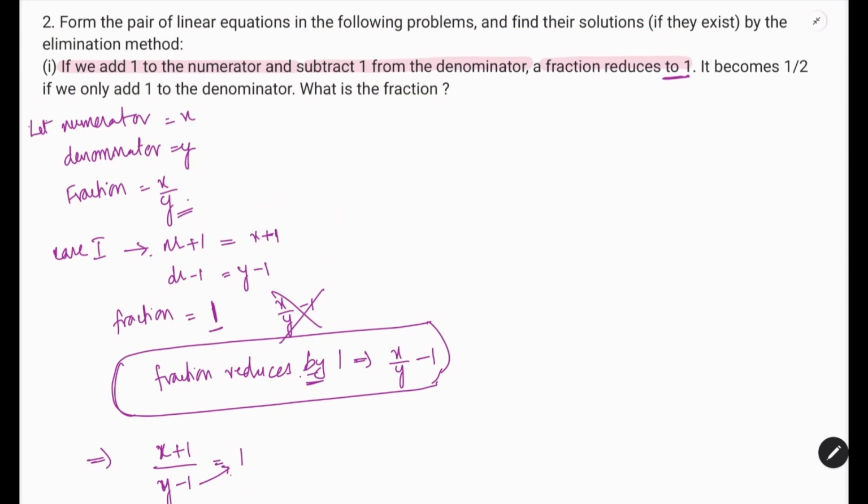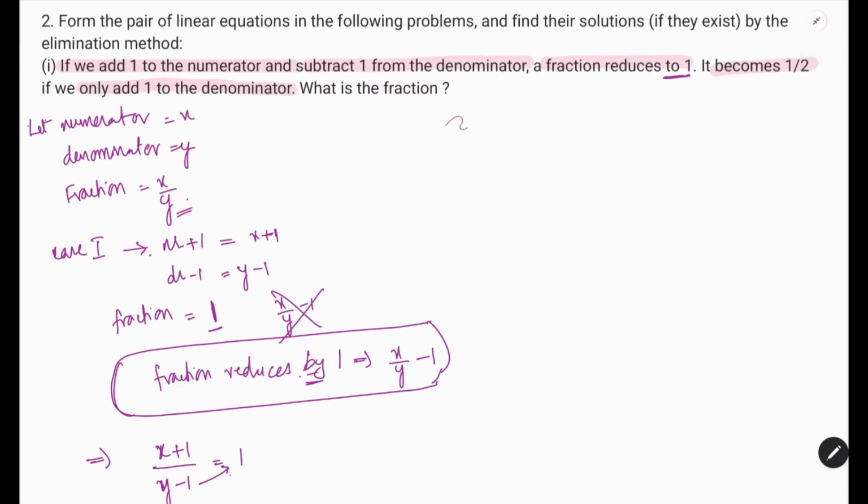And what is the second condition given? The second condition is it becomes 1 by 2, but when? If we only add 1 to the denominator. See, nothing is said about the numerator, so the numerator will not be changed. No changes will be done to the numerator.